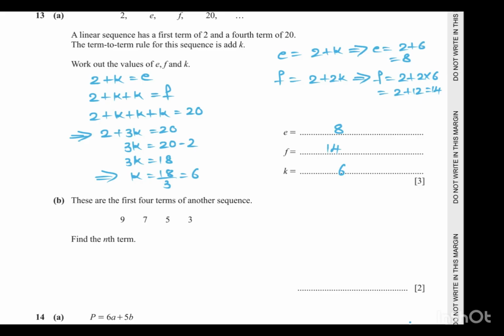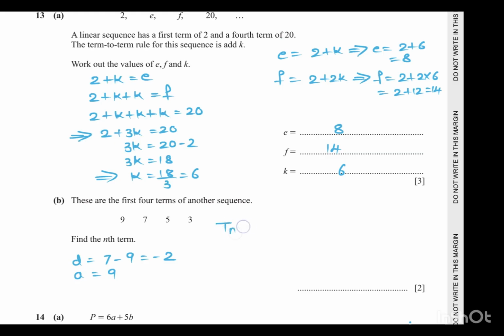Question number B. These are the first four terms of another sequence: 9, 7, 5, 3. Find the nth term. Now there is another sequence, and if you see, 9 minus 2 is 7, 7 minus 2 is 5, 5 minus 2 is 3. So it is also a linear sequence. To find the nth term of any linear sequence, you should know the value of A and the common difference D. So D will be equal to the second term minus the first term, which will be minus 2, and A is the first term, which is 9.